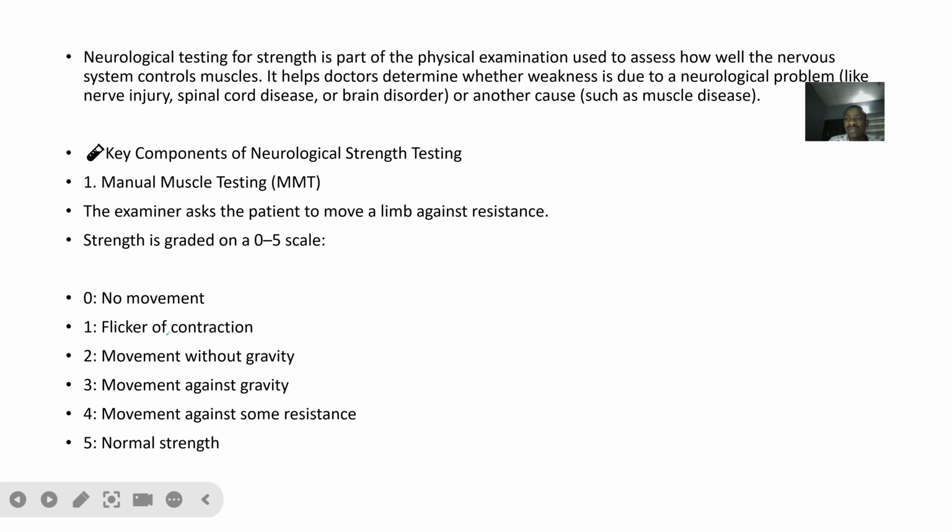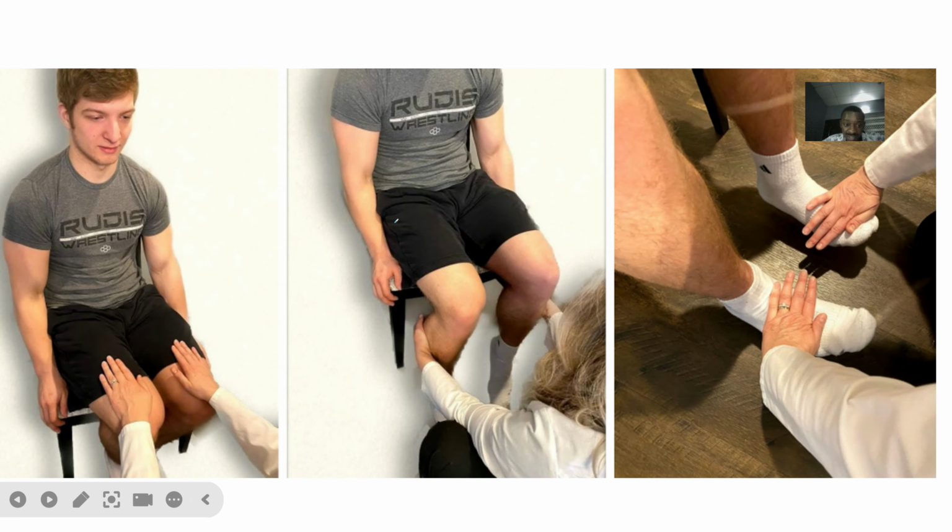So you use it to assess how well the nervous system is still controlling the muscles, and to help you determine whether the weakness is from a nerve-related issue, or if it is from a general muscle disease, which is not the nerve. But for neurological, you are looking out for the nerve. So key components of neurological strength testing: you have the manual muscle testing, where you're asking the patient to move against resistance. You are pushing the resistance, you are telling the patient to move against the resistance.